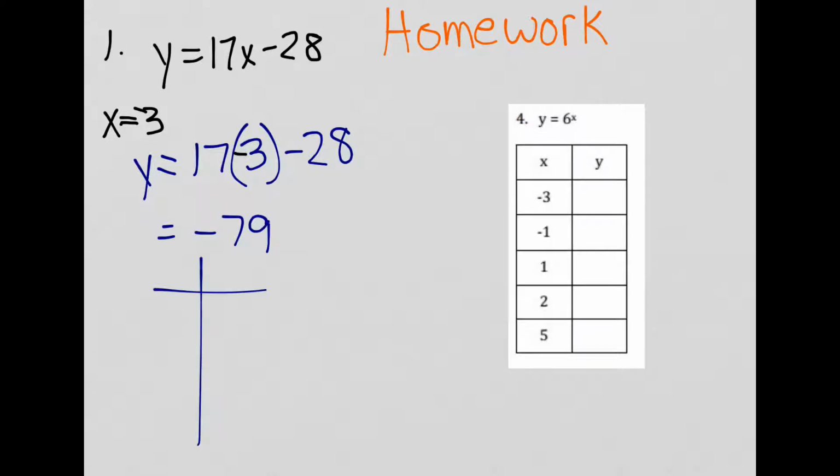And so in your table, next to the negative 3 would be negative 79. And that would also represent a point on the graph, negative 3 comma negative 79. That's what you're finding. You're finding these values that you could put on a graph. You're seeing them in the table, and you're using the equation to get there. So we're going to use all three of these representations over and over again.